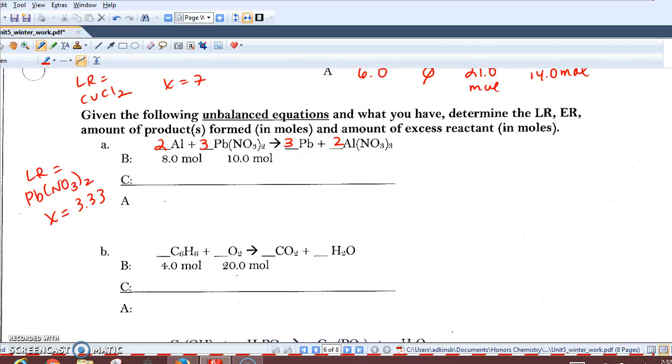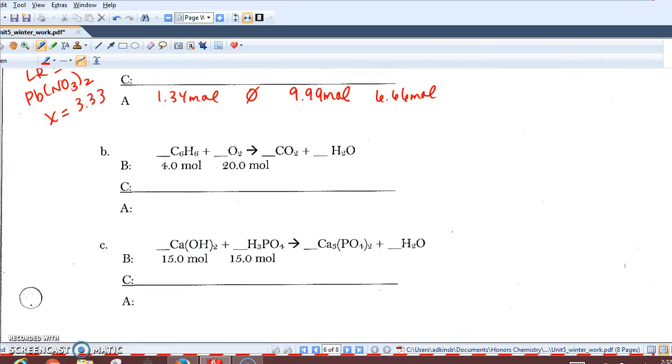We start with these nice, easy numbers, but of course you're going to be given grams eventually, and you're going to have to convert to moles anyway. So that's totally fine that the numbers work out that way. That means your excess reactant was your aluminum. After, you would have 1.34 moles of aluminum, and don't stress a whole lot about sig figs on this one. We'll work on that as we go. 9.99 moles of lead formed, and 6.66 moles of the aluminum nitrate formed.